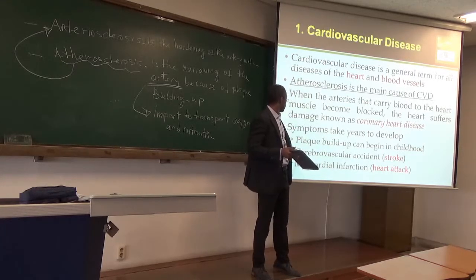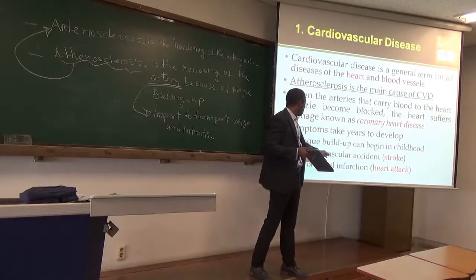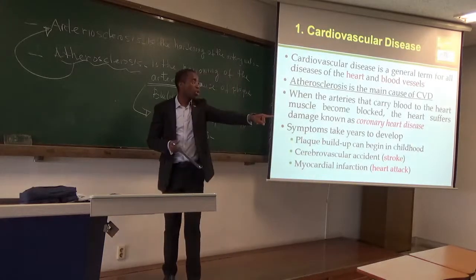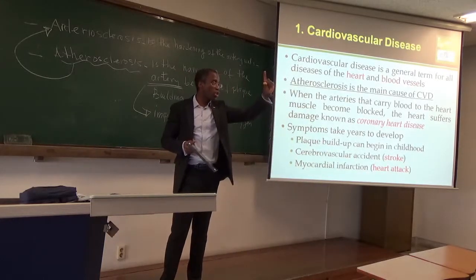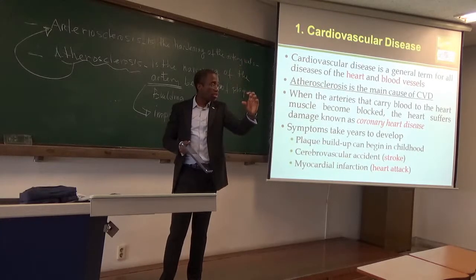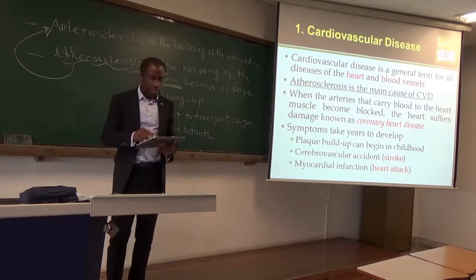So we have cerebral accident, what we call stroke, and myocardial infarction, heart attack. We will not focus on these two, but on your first picture, you can see the relationship between atherosclerosis, high blood pressure, heart disease, and stroke. You see that on your picture, right? Okay, guys.